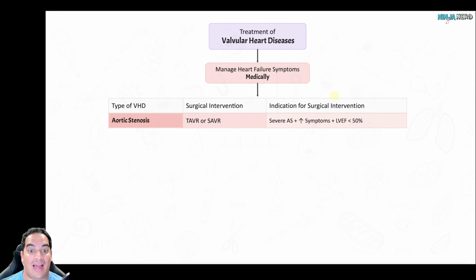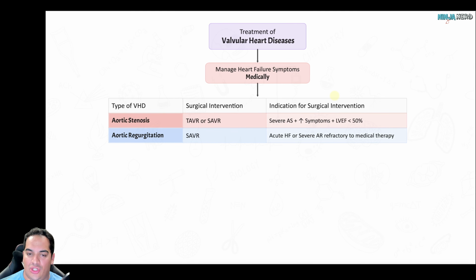Are they really symptomatic despite management with medical therapy? And is their LVEF dropping? Because it really shouldn't, but if it starts dropping, that means this is not going well and you need to start intervening. Aortic regurgitation, same thing. Do they need a SAVR? Usually this always has to be repaired surgically.